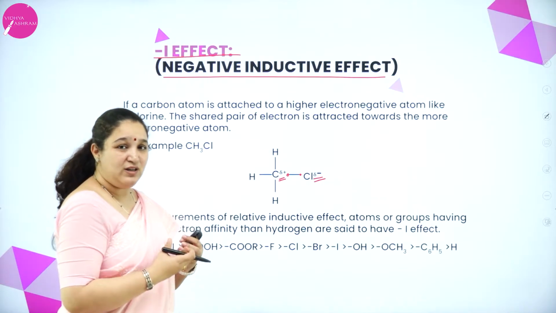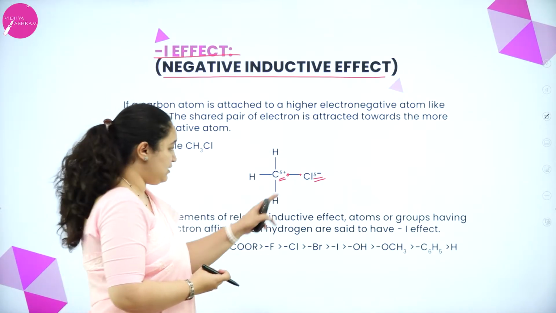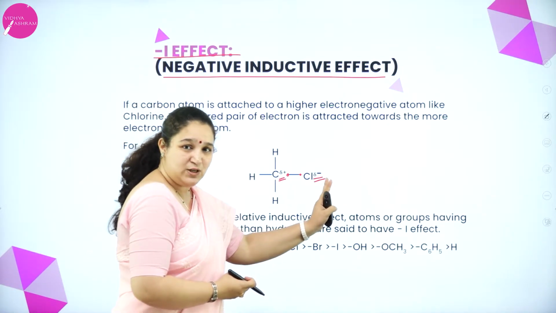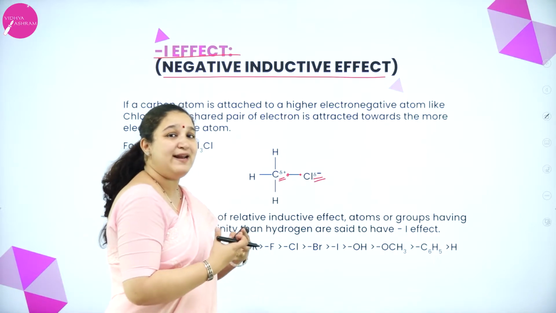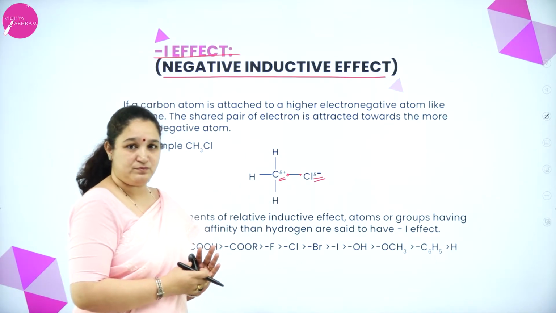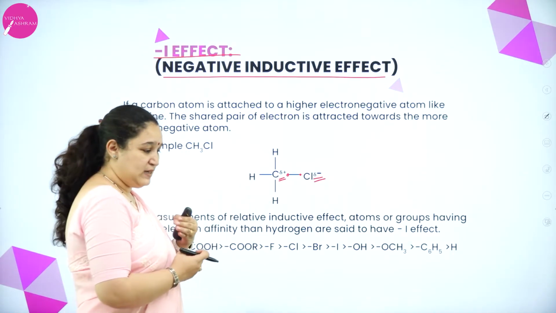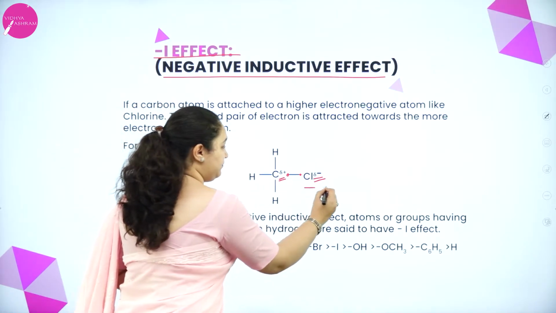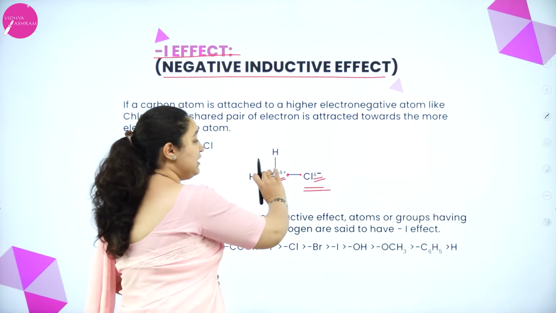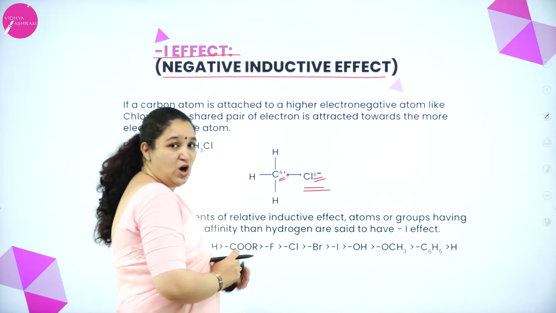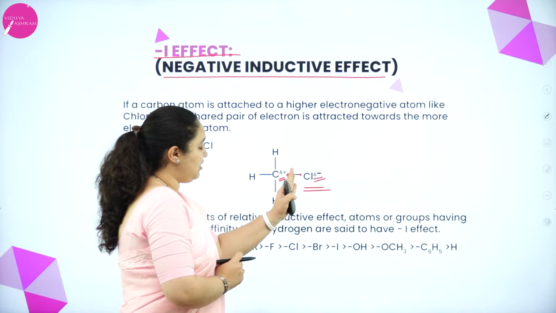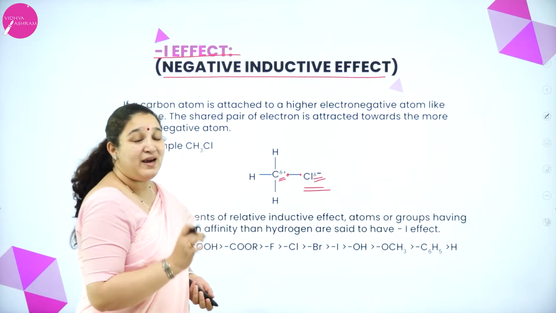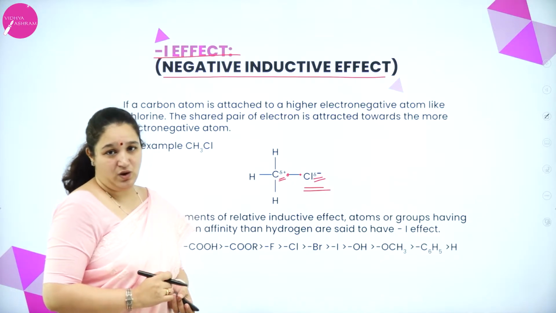The electron involved in the bond, this covalent bond, is pulled more towards the substituent because substituent is more electronegative than the carbon atom. So if the electron pair is pushed towards the substituent, this is the substituent in the carbon chain. So if it is pulled towards the substituents or it is pushed away from CH3 group towards the chlorine, then we call it minus I effect, okay.